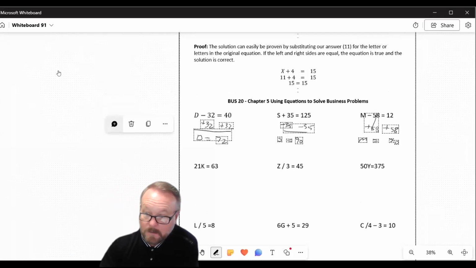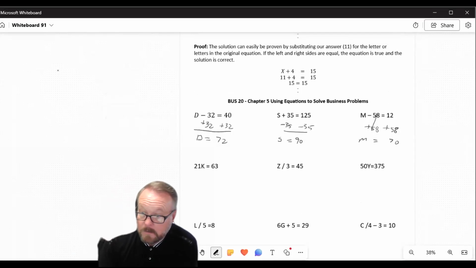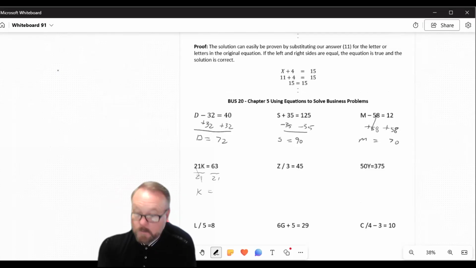So again, 21k, it's multiplication, so we're basically just going to divide both sides by 21. And again, these two cross out, so k equals 63 over 21, which comes out to 3, a whole number. Here we have division, so what we do here is we multiply both sides by 3.